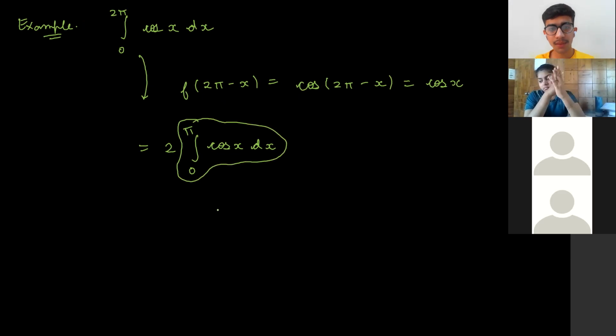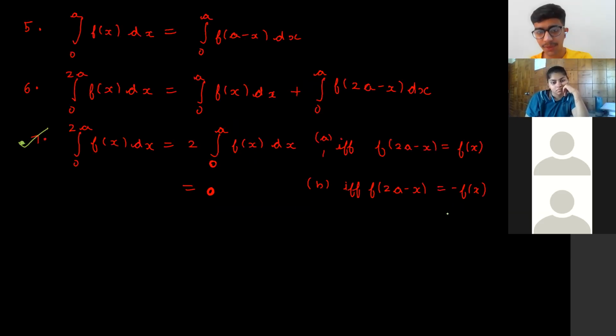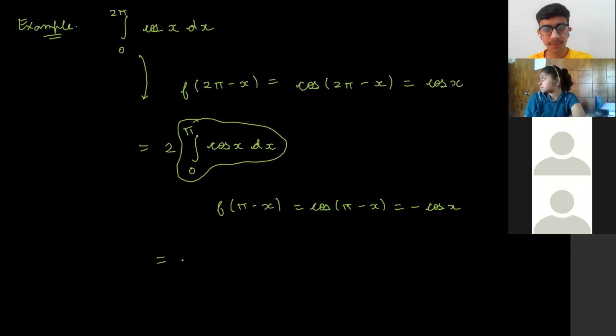Okay. I am again using the same property for this integral now. Pi is my a. Now what is f of pi minus x? Cos of pi minus x. What is cos of pi minus x? Minus cos x. Okay. According to the 7th property, if f of 2a minus x is equal to minus f of x, then the integral becomes 0. So this whole integral turns out to be 0. So 2 times 0 is equal to 0. एक बार वापस से क्वेश्चन देखो, try to get how did we use the property.